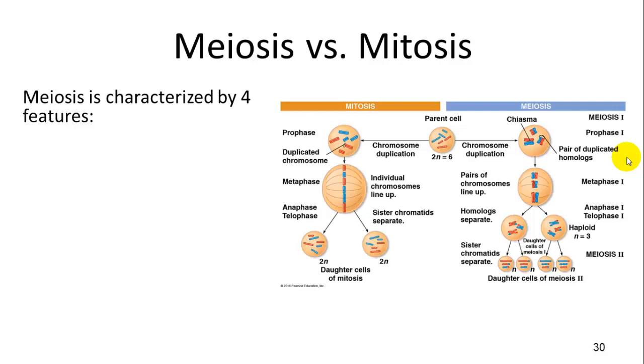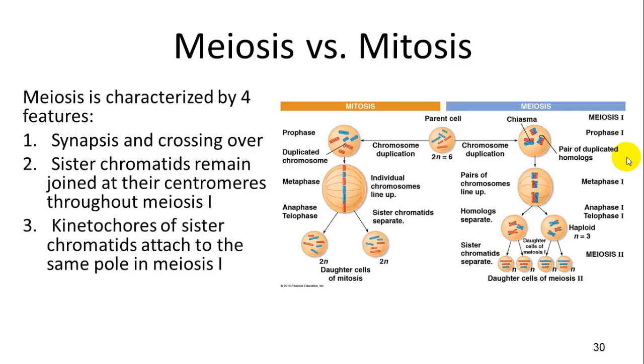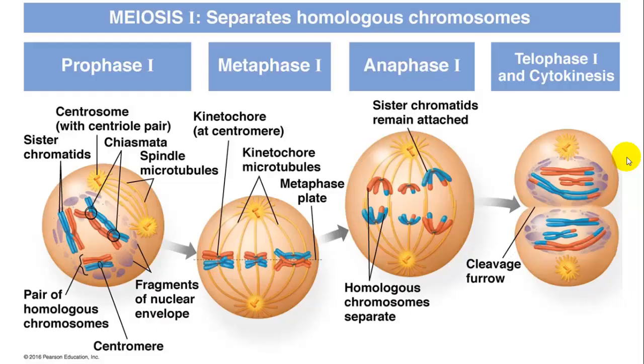Alright, so just some differences between the two. Synapsis and crossing over only occur in meiosis. Sister chromatids remain joined at their centromeres throughout meiosis 1. Kinetochores of sister chromatids attach to the same pole in meiosis 1. And DNA replication is suppressed between meiosis 1 and meiosis 2. So these are characteristics which are unique to meiosis. And we'll talk about more of them in class.